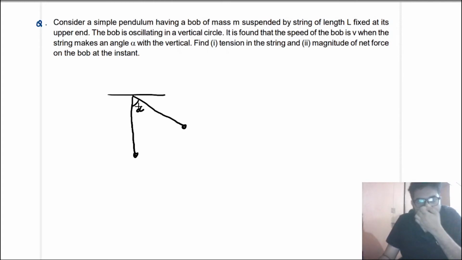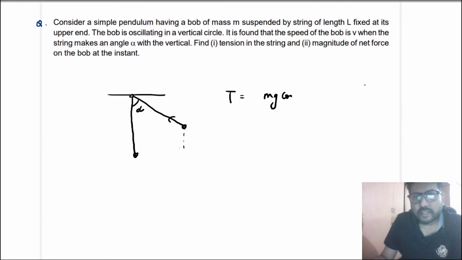Now when it is making an angle alpha with the vertical, we are asked to find the tension. So tension, you know, at this point is mg cos alpha plus mv square by L. Okay, so at this point the speed is given to you, so the tension is found out. We also need to find the magnitude of the net force at this instant.